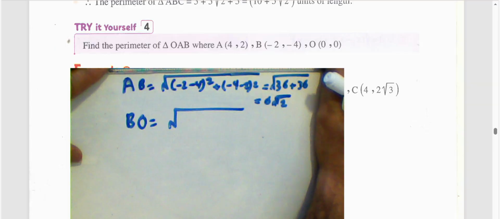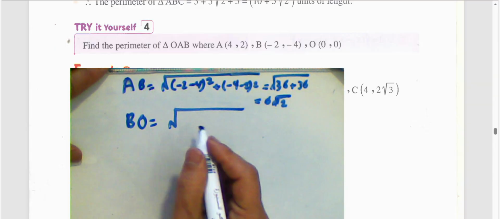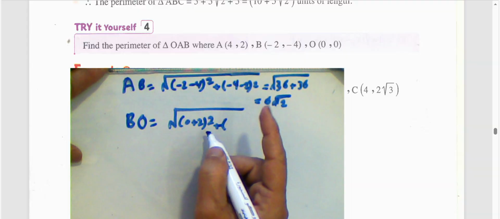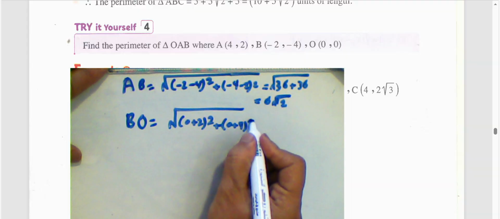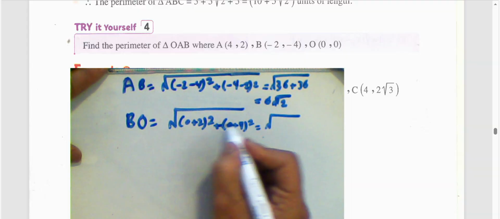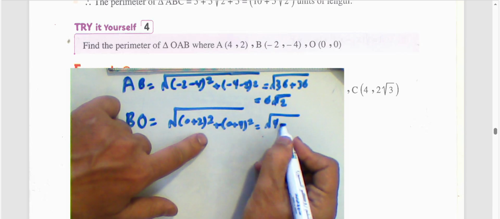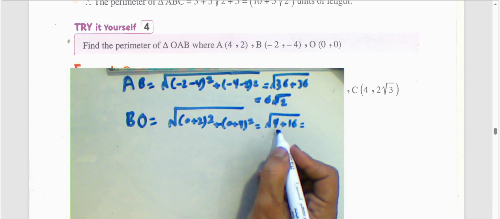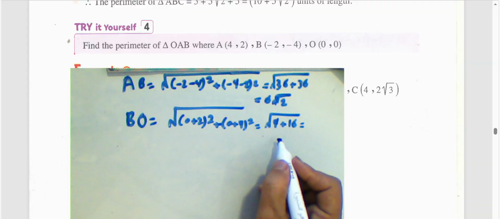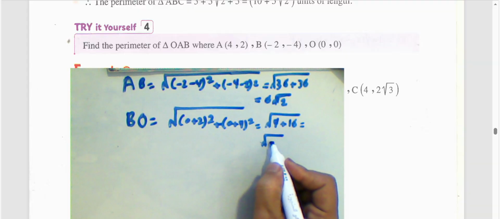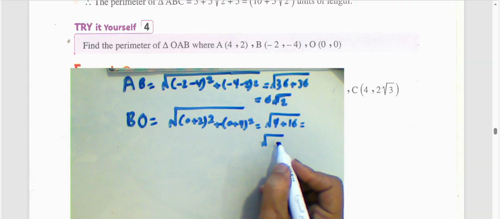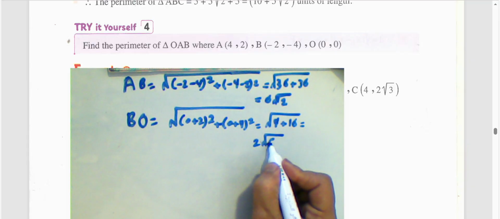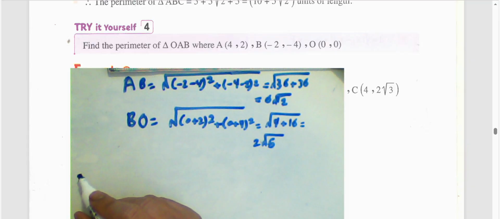We have B and O. 0 minus -2 is 0 plus 2, to the power 2, and 0 minus -4 is 0 plus 4, to the power 2. The square root of 2 power 2 is 4, and 4 power 2 is 16. The result will be 16 plus 4, 20. The square root of 20, we know 20 equals 2 times 10 or 4 times 5. Okay, 4 times 5, right? So 2 root 5. That's OB.